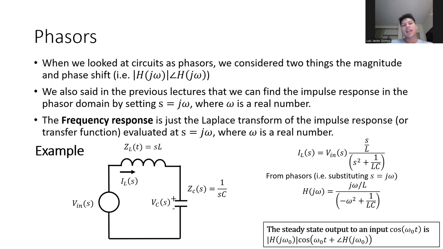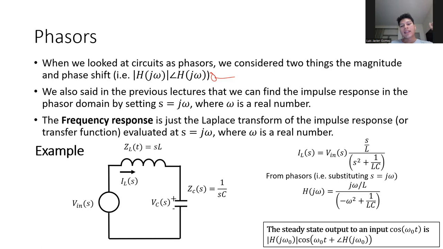But before, let me give you another reminder of phasors. In your previous class, you looked at circuits as phasors, and you considered two things, the magnitude and the phase shift of your circuit. So you have an input voltage that's cosine omega t, and you would try to figure out how much shifted in phase your solution was and how much bigger or smaller it was.